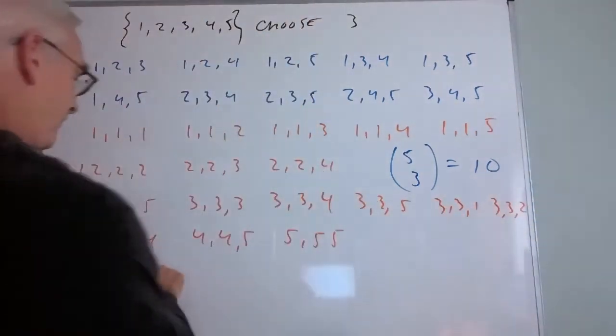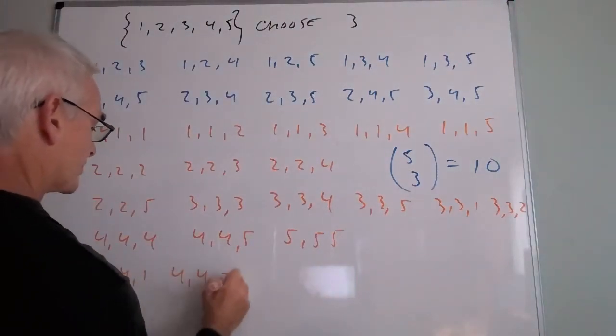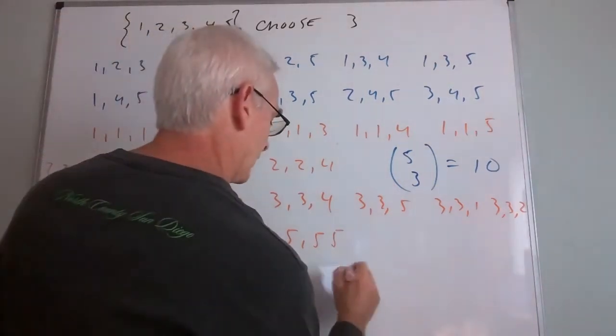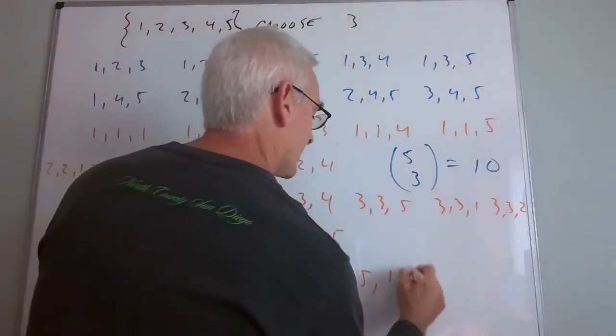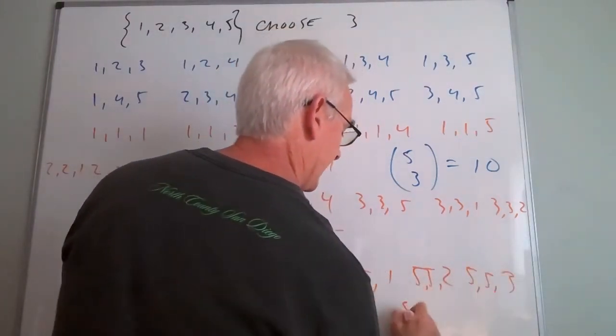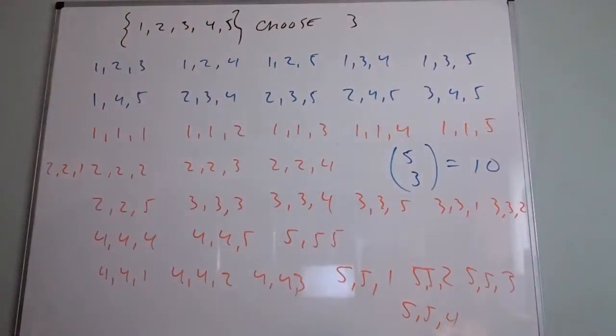There we go. And the fours, I've got a 4, 4, 1, a 4, 4, 2, and a 4, 4, 3. With the fives, there we go: 5, 5, 1, 5, 5, 2, 5, 5, 3, and 5, 5, 4. That's a lot of extra guys if I count the repeats.